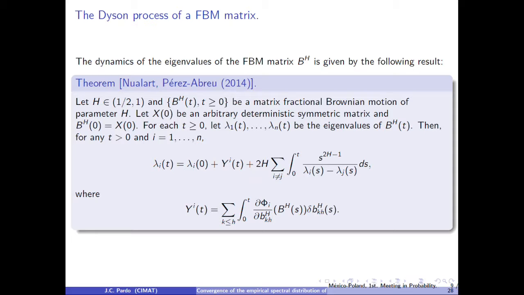So the dynamics of the eigenvalues of the fractional Brownian motion matrix is given by the following result. As you can see, it is a very similar integral equation, where you can see the repulsion between two eigenvalues. But instead of having an Ito integral, now we have this integral, which is in terms of the divergence operator.